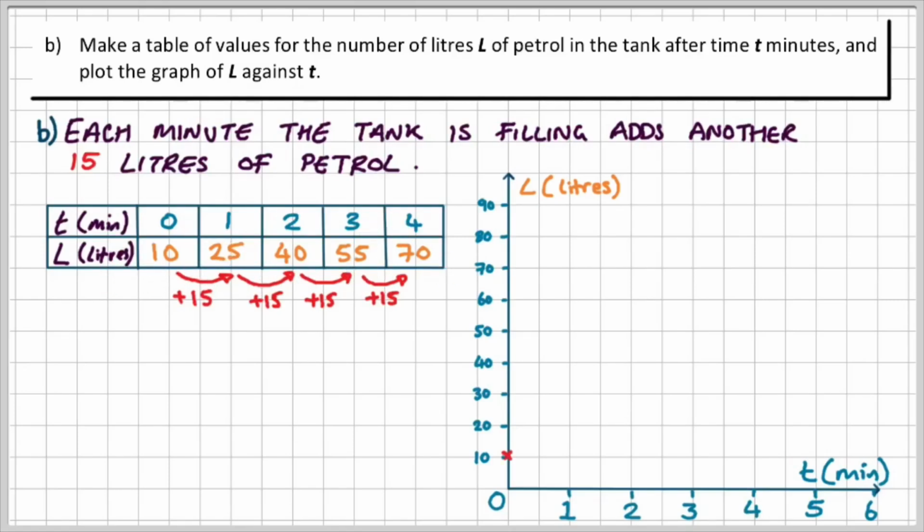And then I can plot these. So at 0 minutes, I've got 10 litres. At 1 minute, 25 litres. And then at 2 minutes, 40 litres. And you can see if I carry on, I'll get the other 2 points. So this is my graph that represents time against the number of litres.